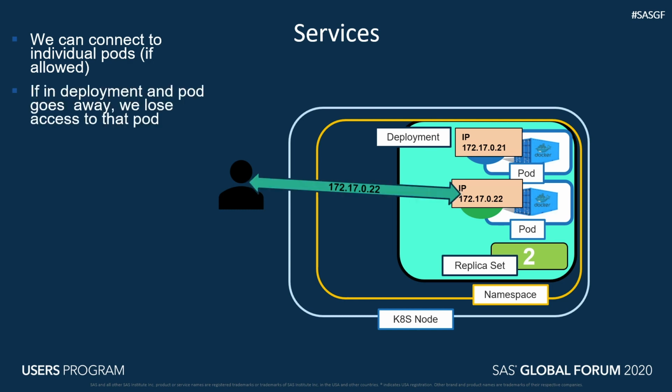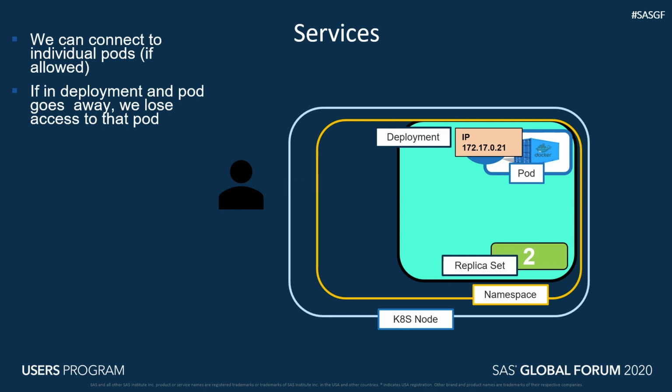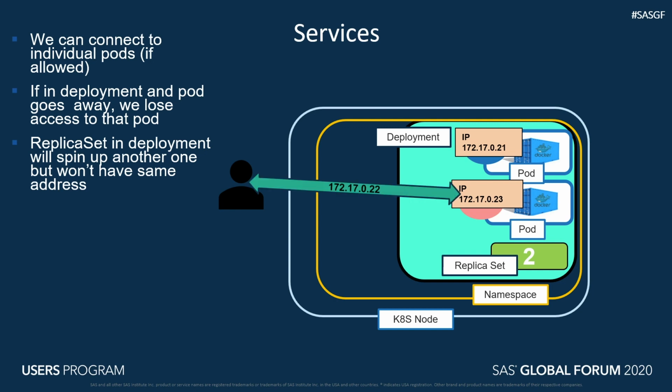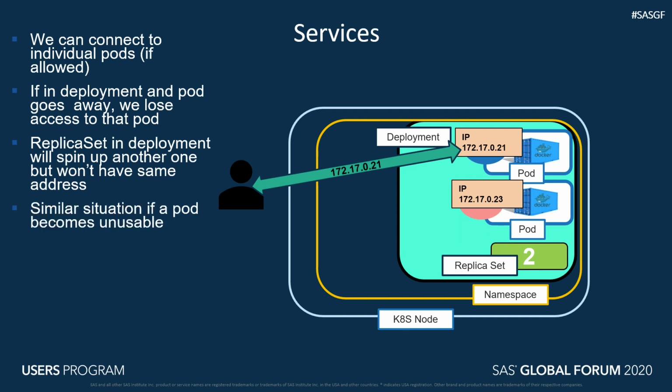If the deployment and the pod goes away, we lose access to that pod, but we know the replica set, or Kubernetes, will detect that, and because we've told it we need to have 2, it will start up another one to ensure we have 2 running. Now again, that other one will not have the same IP address as the previous one. So if I try to connect with the same IP address I was previously using, I won't succeed. I'll have a problem, and so I won't be able to do my work. I can go out, investigate, and find the IP address that I need. I can even connect to the other one and still do work that way.